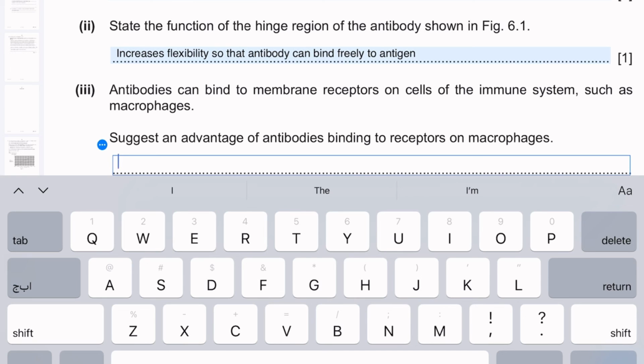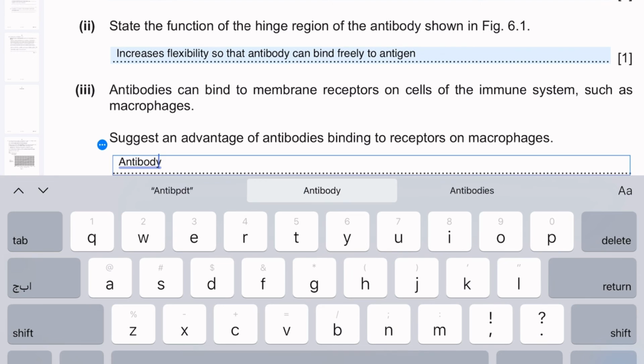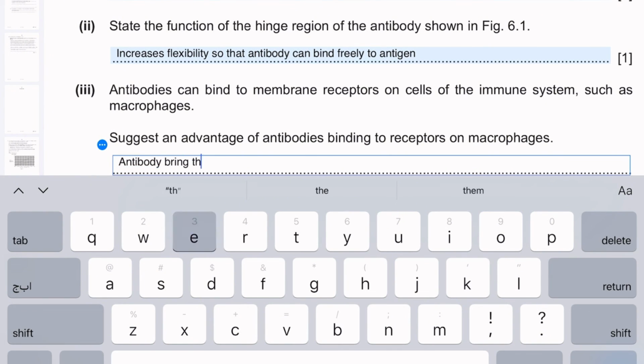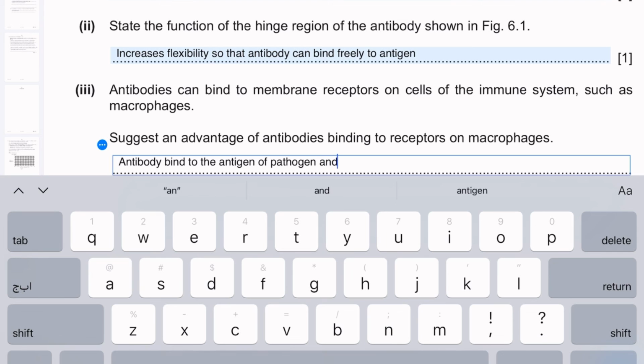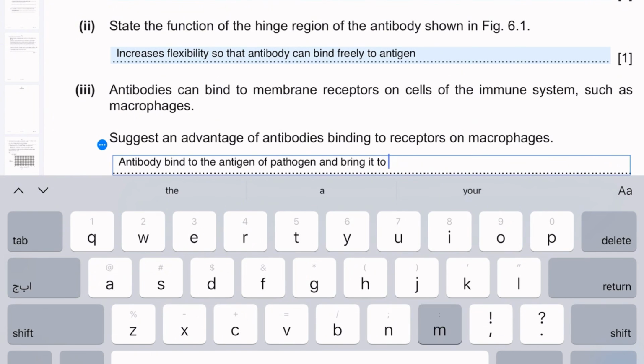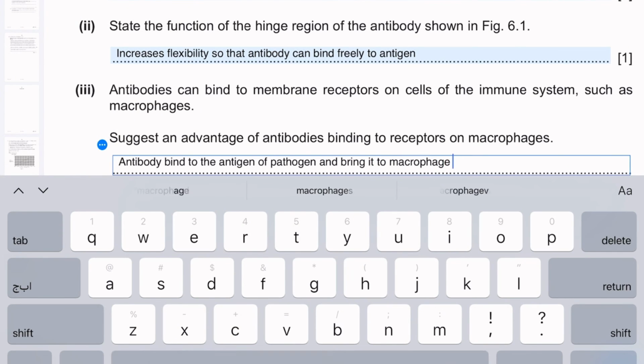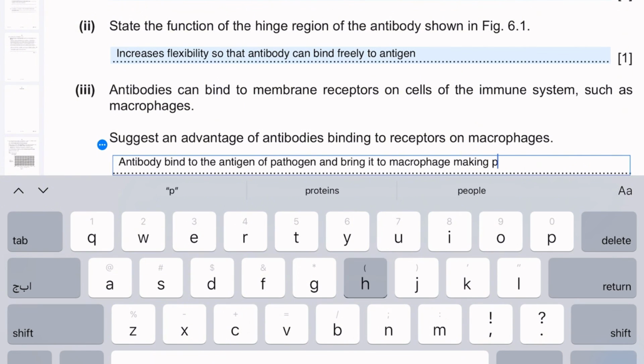Okay, let's go ahead and do this. Antibody will bring the antigen. So we'll first bind to the antigen of the pathogen and bring it to the macrophage, so making overall the process easier. Making phagocytosis easier and the process of finding the pathogen easier.